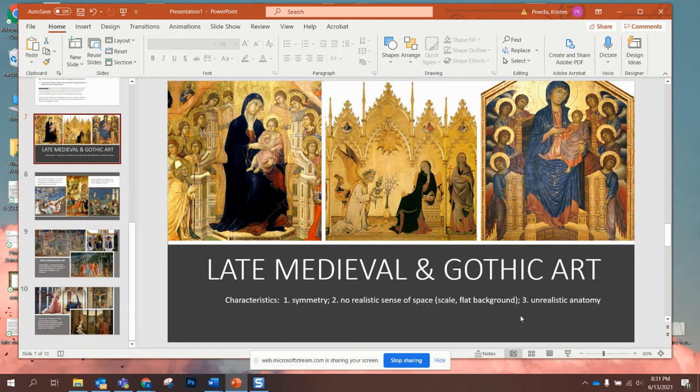Okay. Another big characteristic of late medieval and Gothic was the sense that there was no realistic sense of space, meaning the background was relatively flat, meaning there was no scene, if you will. It oftentimes was just plain. In these cases, it had just this gold background.